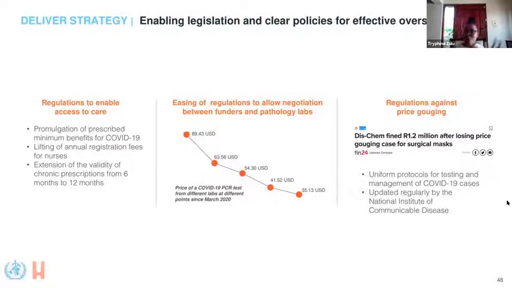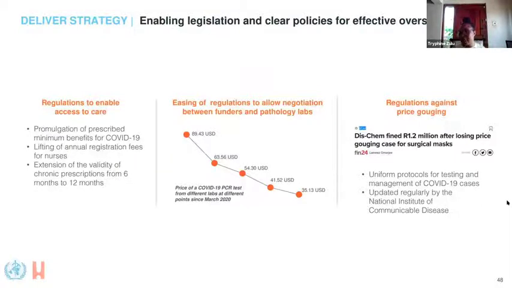And all of that is coordinated and reported centrally by the Minister of Health. And on the last part of the slide, sorry, Claire, just this one slide, there were also regulations to protect citizens from price gouging, to the point that even the regulations on paper found expression in practice, such that one of the pharmaceutical companies was fined for price gouging for surgical masks.